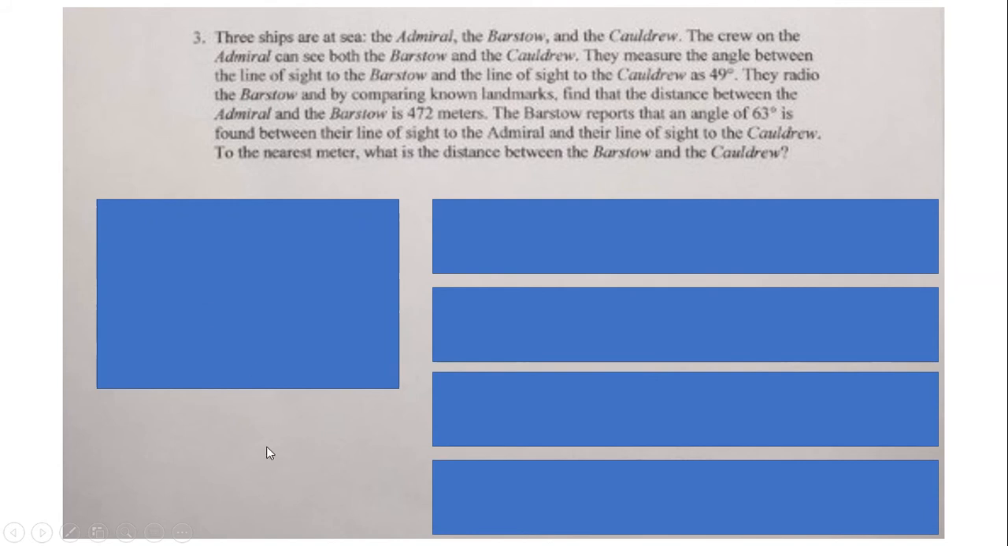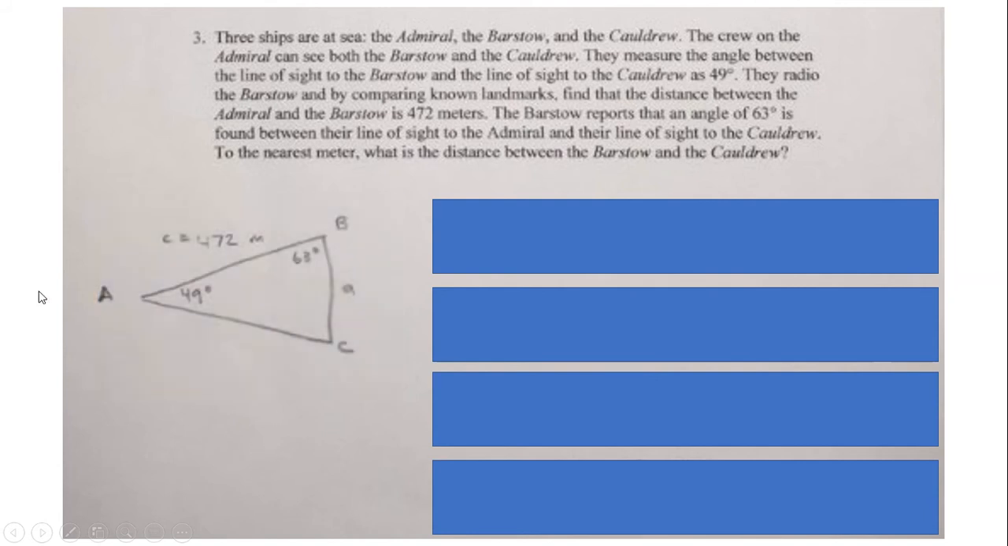So let's take a look at what we've got here. They conveniently start with A, B, and C, so we'll use that. The Admiral says that between the Caldrew and the Barstow is a 49-degree angle. On the Barstow, between the Admiral and the Caldrew, they say they have a 63-degree angle. And we know that between the Admiral and the Barstow is 472 meters, so we'll call that side c.